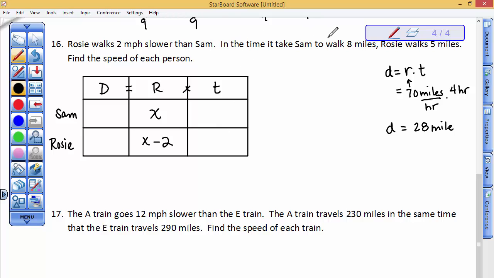In the time it takes Sam to walk 8 miles, Sam, distance, 8. Rosie walks 5. 5, distance. In the time.